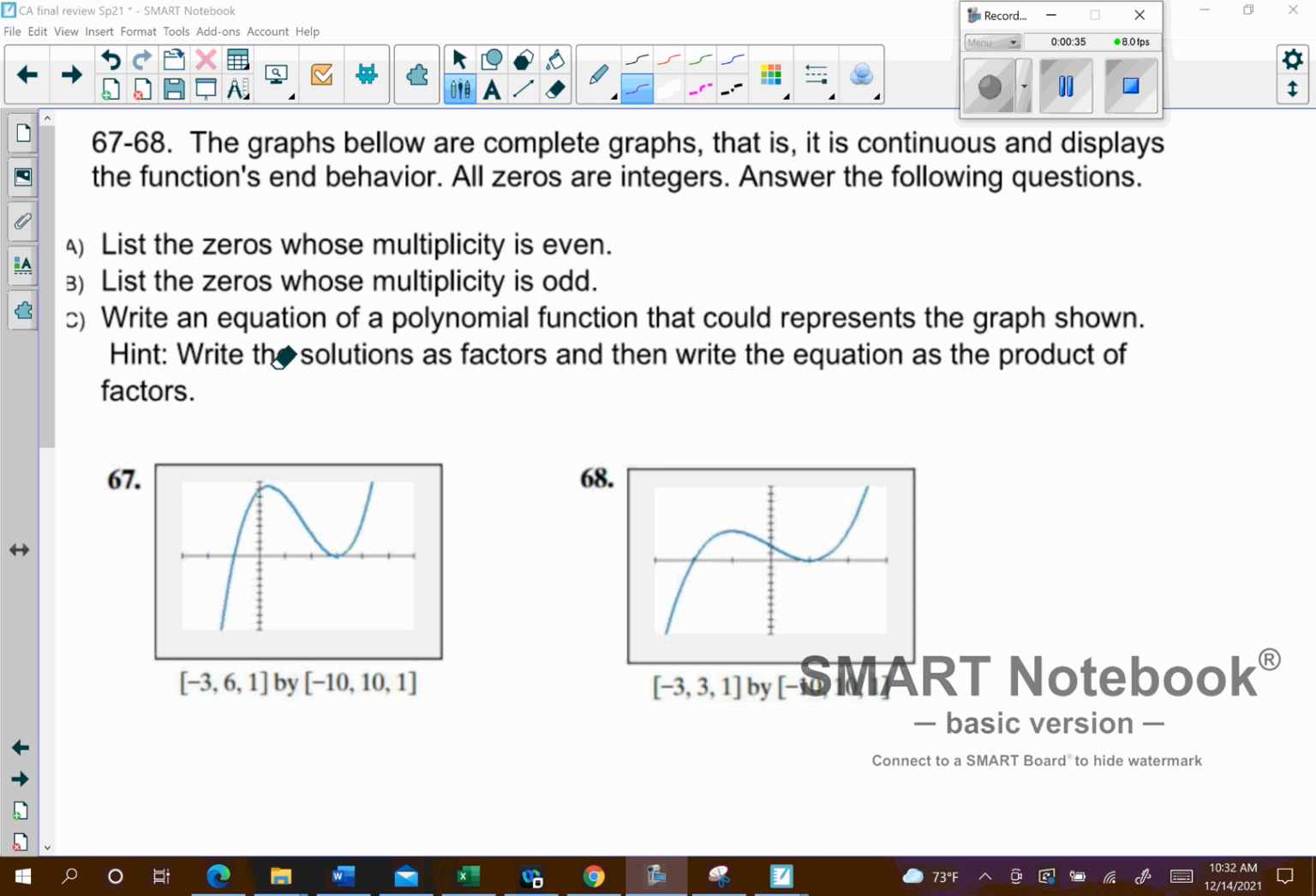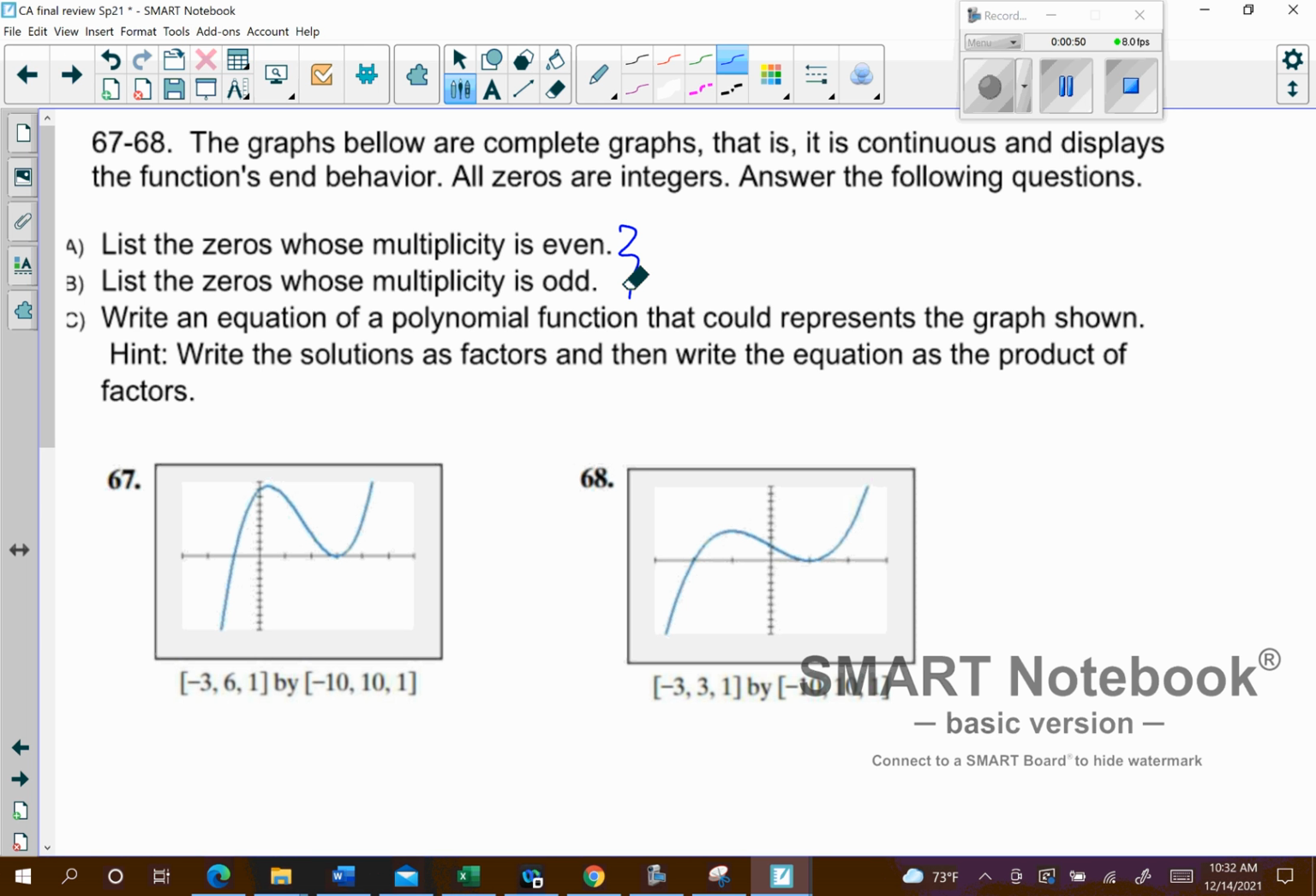And I give you a little hint that you want to go ahead and write your solutions as factors and then write that as a product of factors for your equation. So first, let's review what multiplicity means.